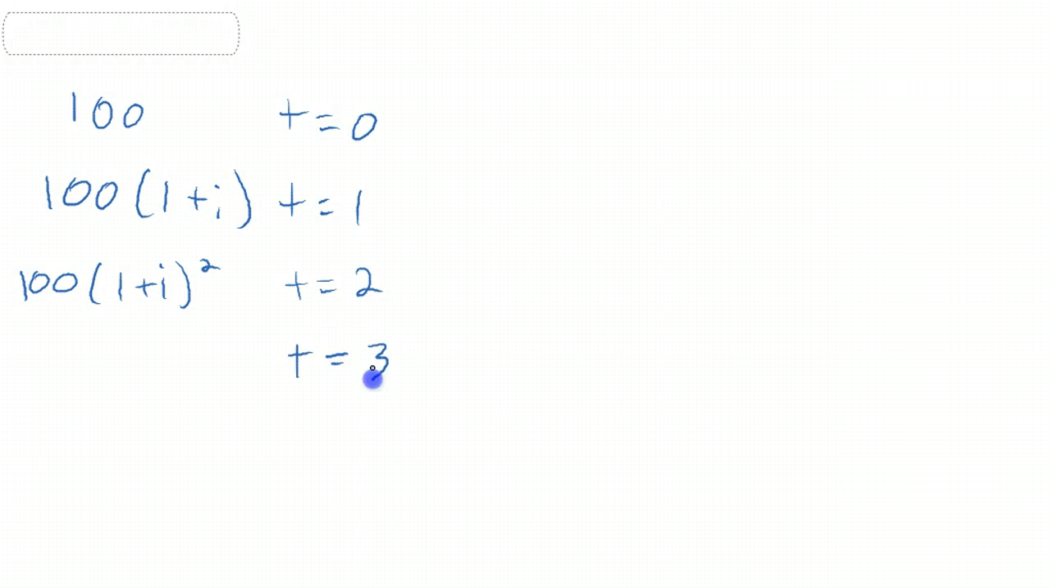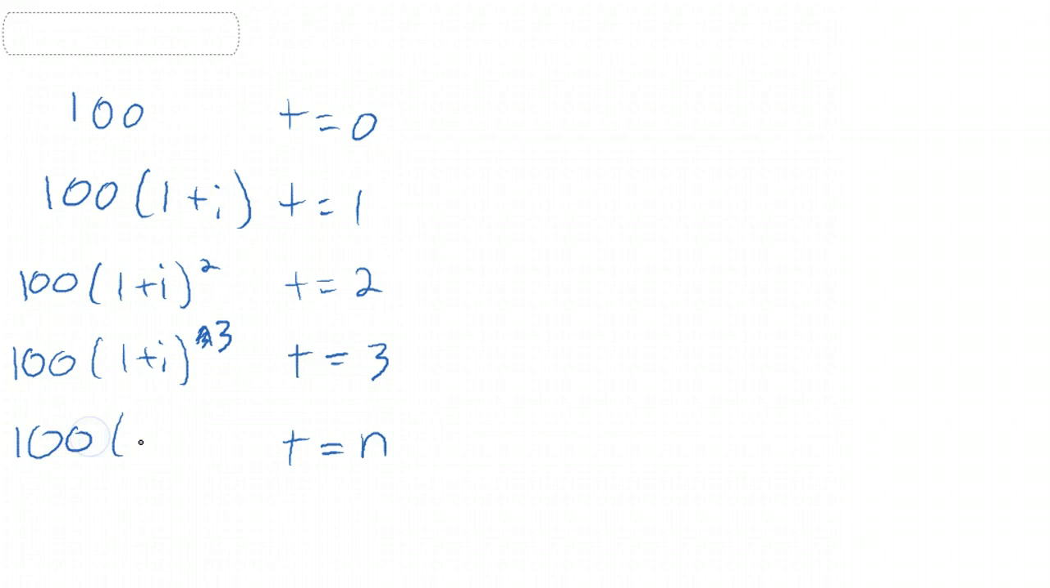Next, at t equals 3, you're going to have 100 times (1 plus I) to the third power. And then, as you might guess, after n periods, after n years, you will have 100 times (1 plus I) to the n. Okay, so that's pretty simple.